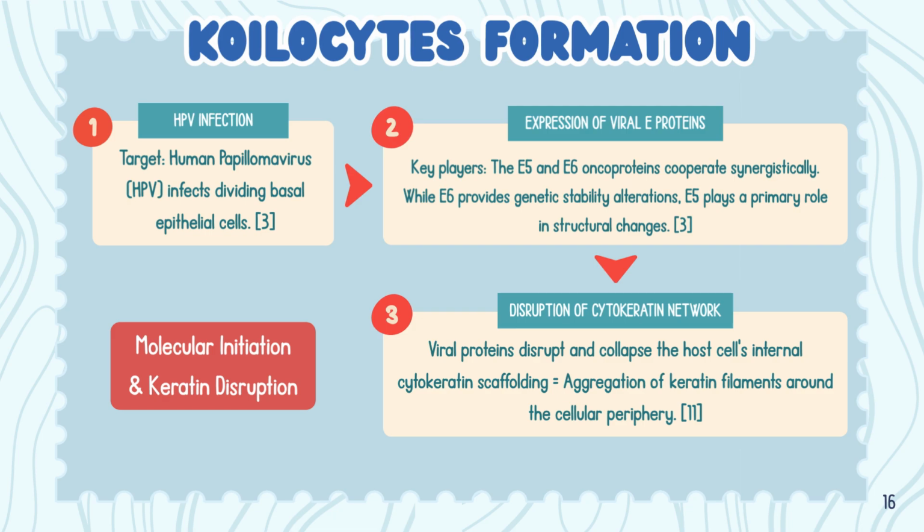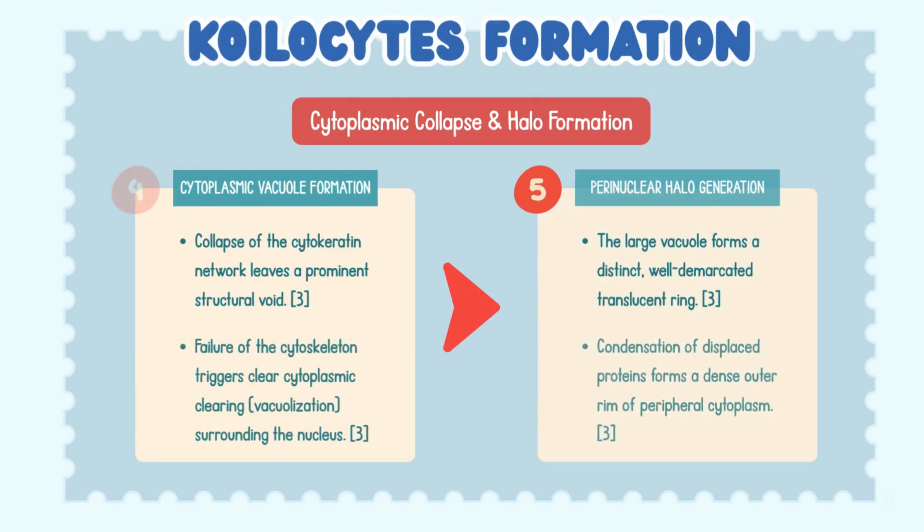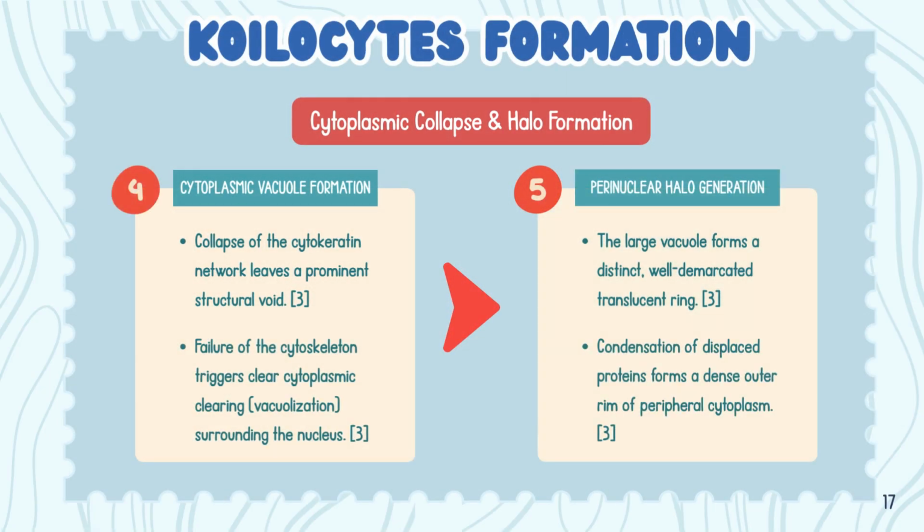Keratin disruption. Normally, a dense network of cytokeratin filaments acts as the internal scaffolding of the cell, maintaining its shape. However, the E5 and E6 proteins destabilize this network. They cause the cytokeratin filaments to collapse and aggregate, pushing them away from the center and bundling them tightly against the cell's outer periphery. Because the cytokeratin scaffolding has collapsed and migrated outward, it leaves behind a massive structural void in the center of the cell.